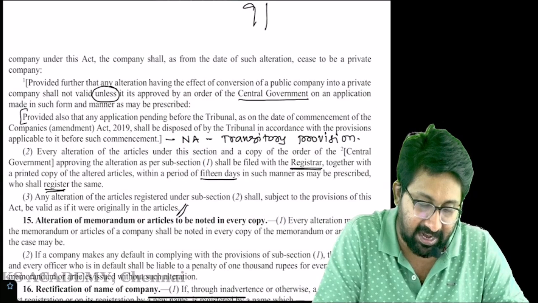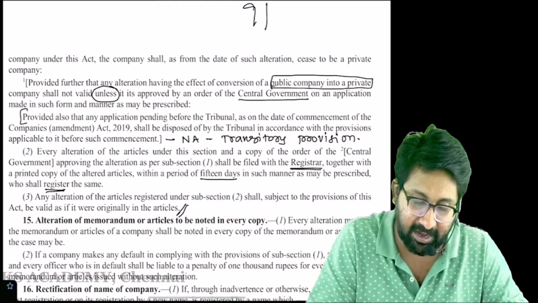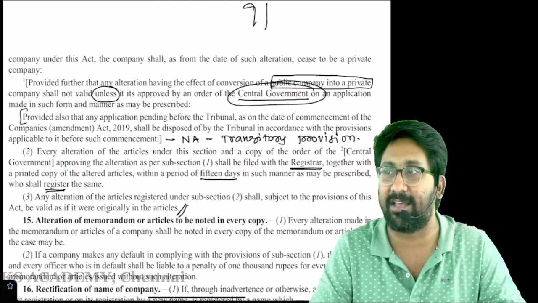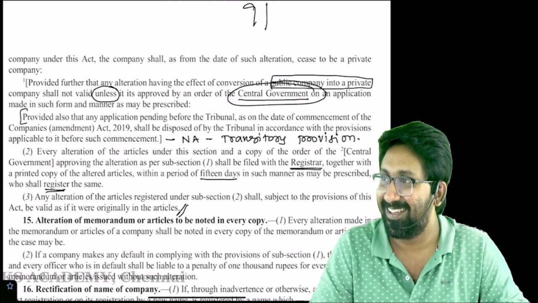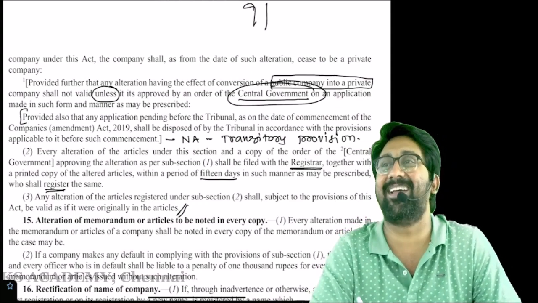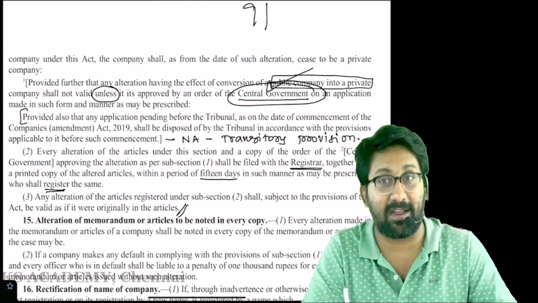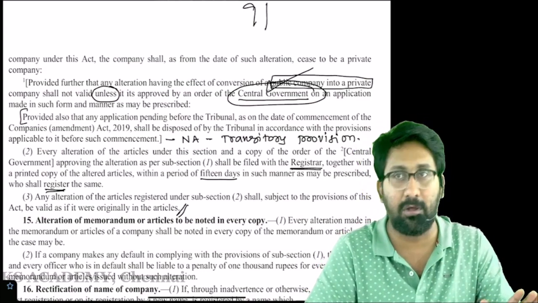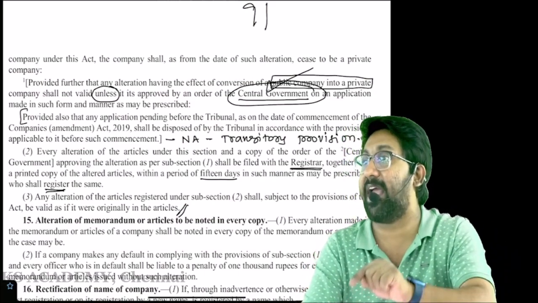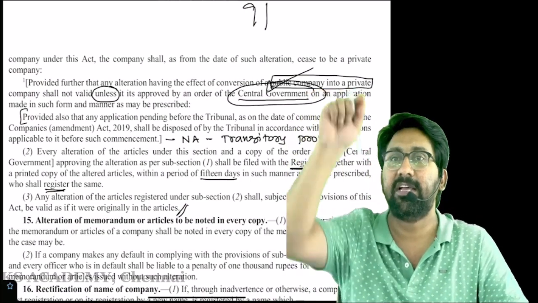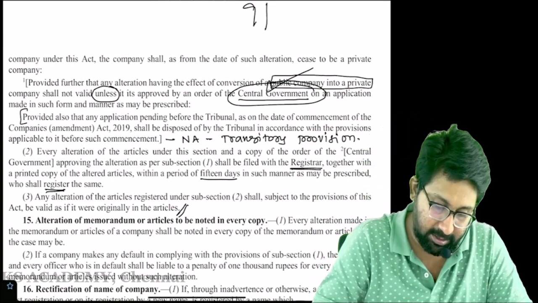Provided further that any alteration having the effect of conversion of a public company into a private company requires the approval of the central government. Everyone understood the point clearly? So whose permission is required? Central. In all cases, no. When public conversion into private is more damaging and dangerous, therefore it requires central government permission. In all other cases, it's not at all required. Clear, everyone? Done with this proviso.